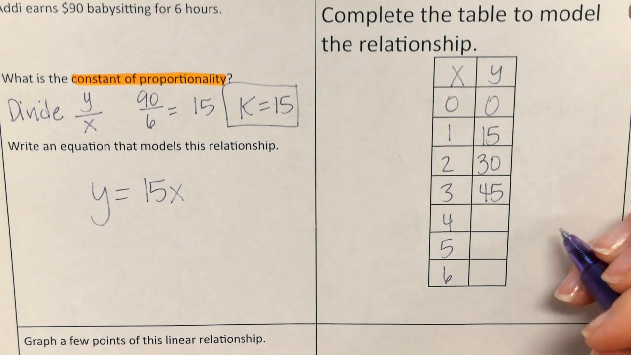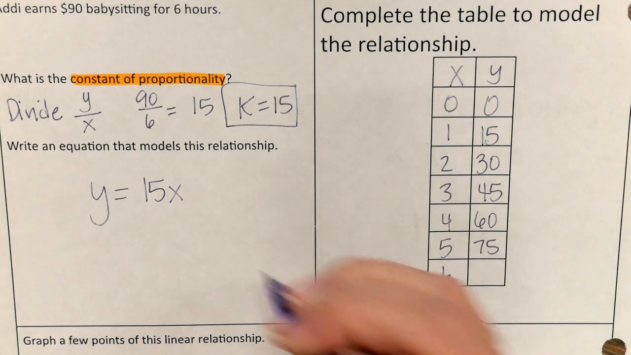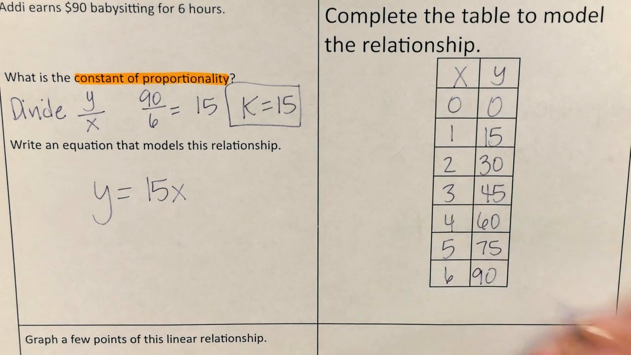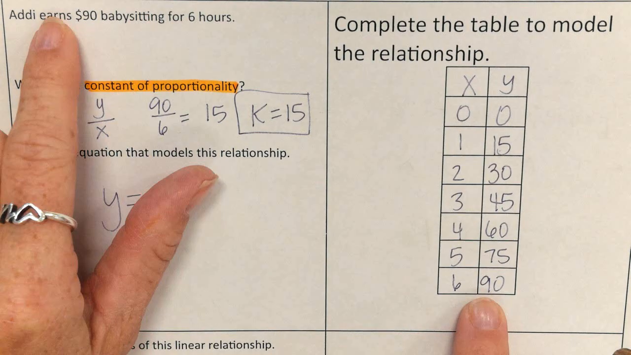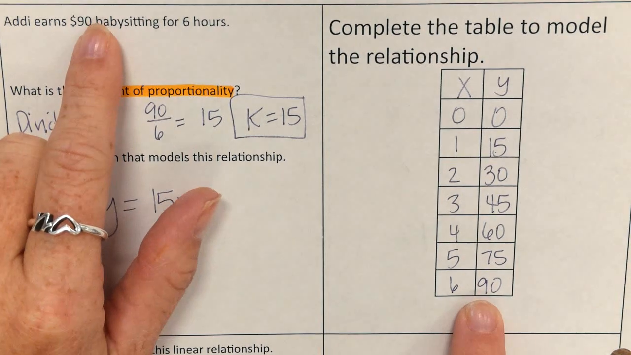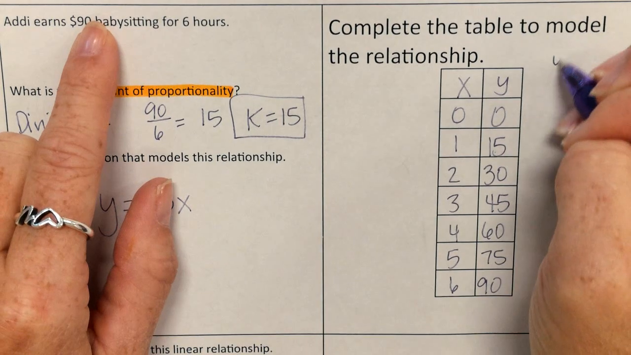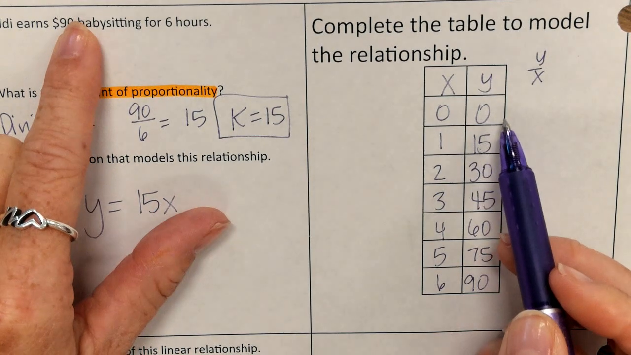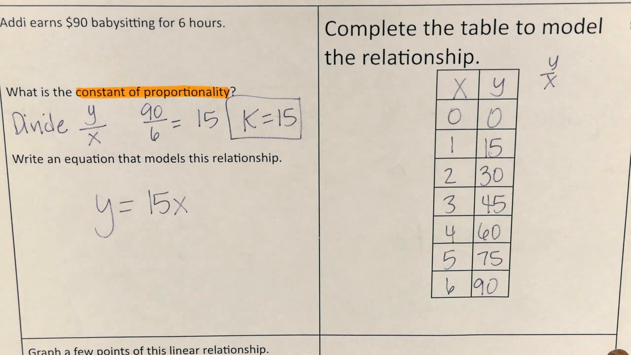What's 4 times 15? What's 5 times 15? And 6 times 15. What do y'all notice about this point and what they gave us? It is the point they gave us. So how did we get the 15? Y divided by X. If I did Y divided by X, what's this whole table going to give me? 15. So do y'all see how they're all related?